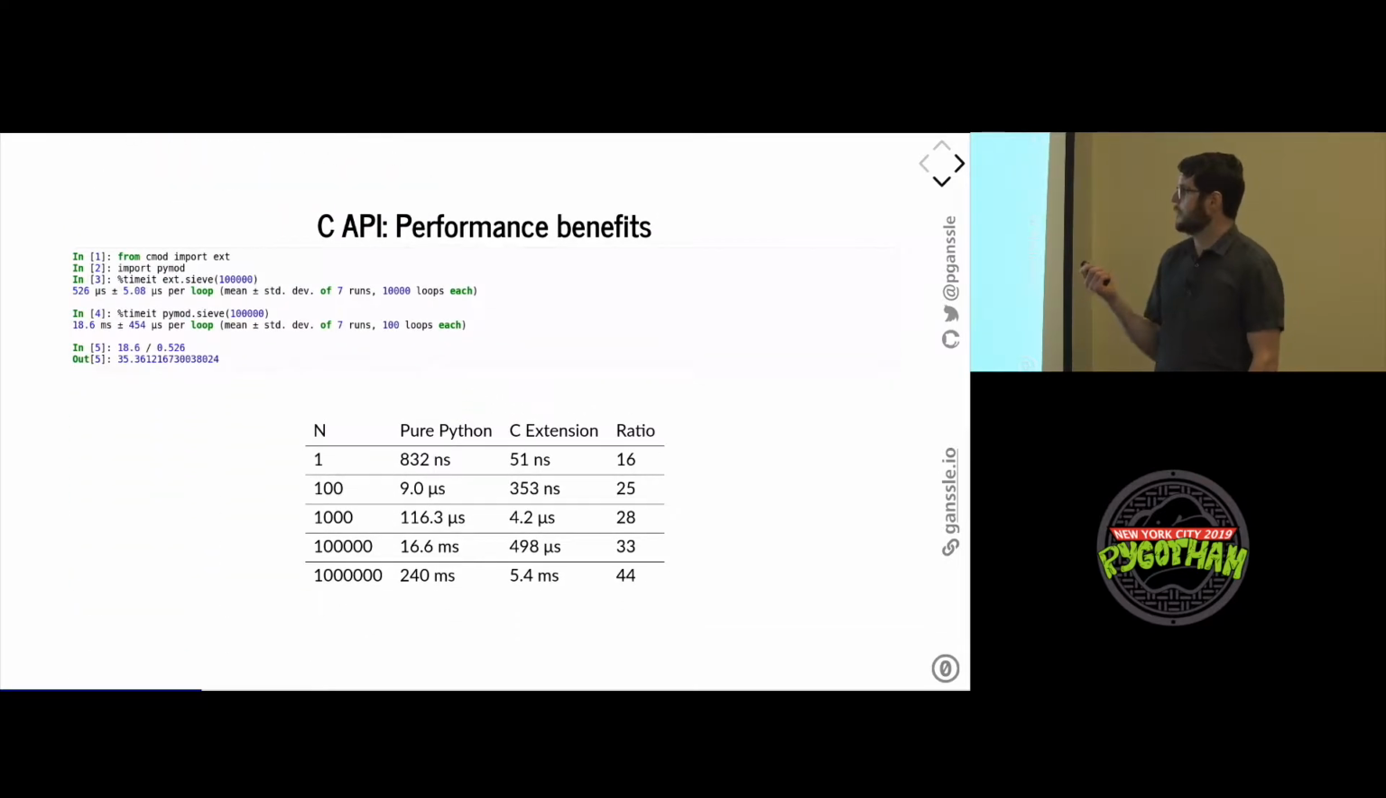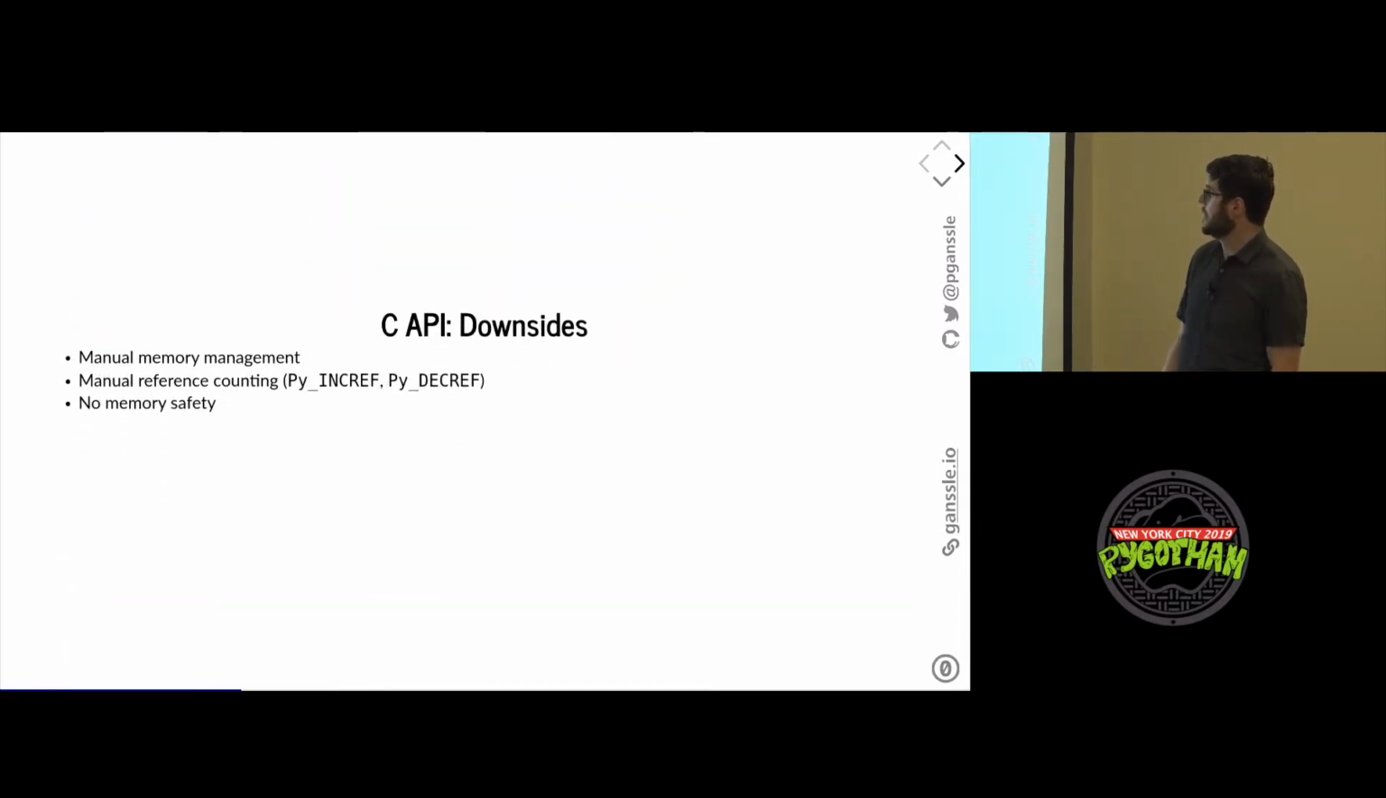But the reason is performance. If you use the C version of this function, you get something that takes like 526 microseconds. If you use the pure Python version, it's something like almost 20 milliseconds. And once you get past the function call overhead, you're getting something like a speed up of like 40 times by using C. So when you want speed, you use the C API.